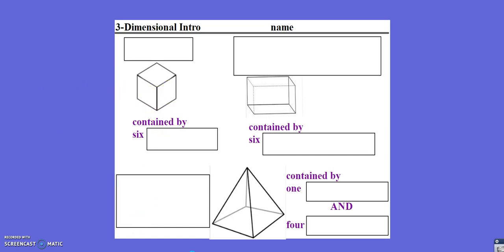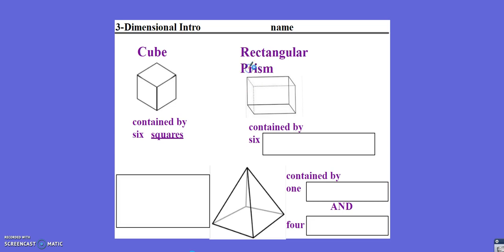So let's fill in some notes. Here we have a cube. A cube is contained by 6 squares. All 6 sides are going to be congruent to each other, so we have 6 squares. Next, we have a rectangular prism. So instead of 6 squares, we now have 6 rectangles.